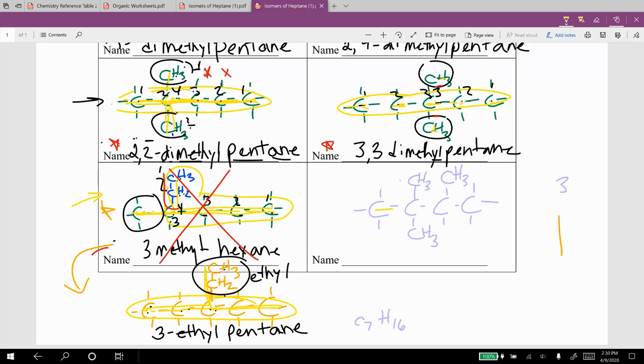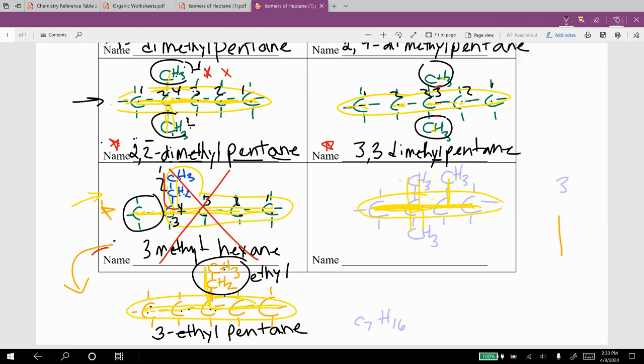So now let's count our longest chain. I have 1, 2, 3, 4. Backwards, 1, 2, 3, 4. Now let's count the other directions. 1, 2, 3. 1, 2, 3, 4. Now backwards, 1, 2, 3. 1, 2, 3, 4. Okay, 4 connected carbons is my longest, so connect. Those are my 4 connected carbons.